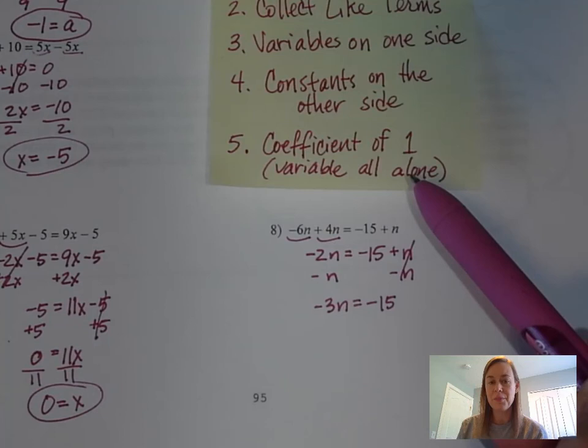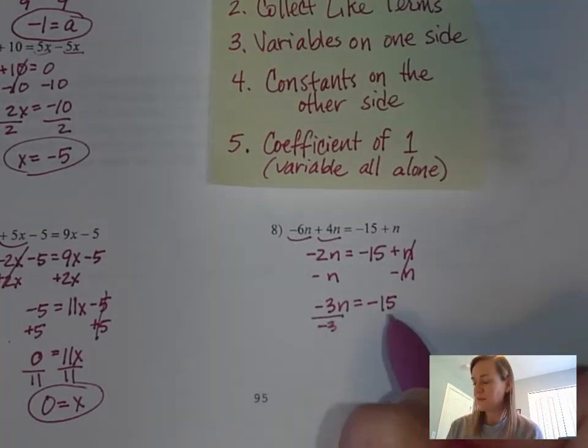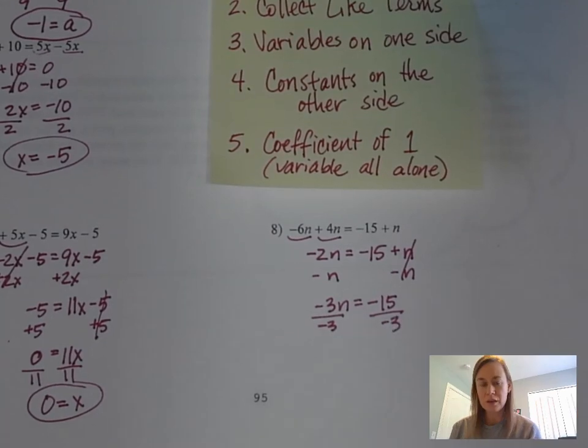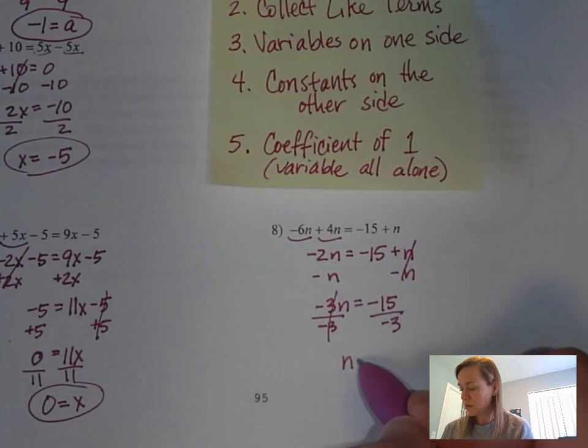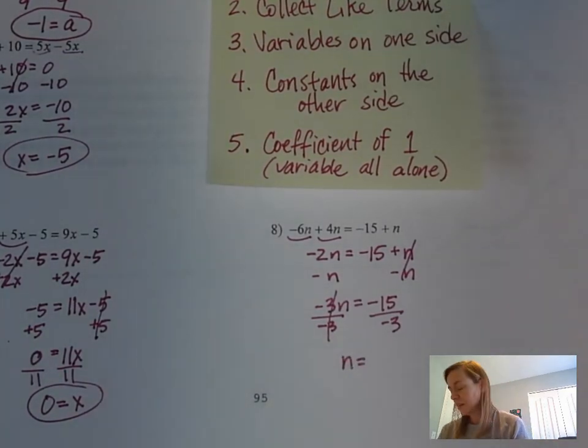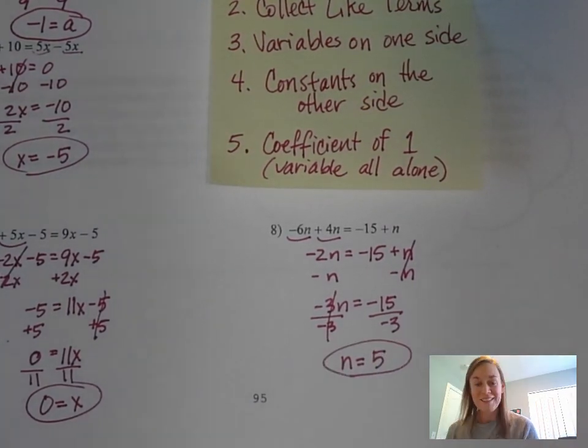So all we have to think about is the coefficient of 1. In other words, variable all by itself. So to get that variable all by itself, we're going to have to divide by that negative 3, and we're going to do it on both sides. That's going to go to 1, so you can just write it as an n equals. And now negative 15 divided by a negative 3 is going to give us a positive 5. And you are done.